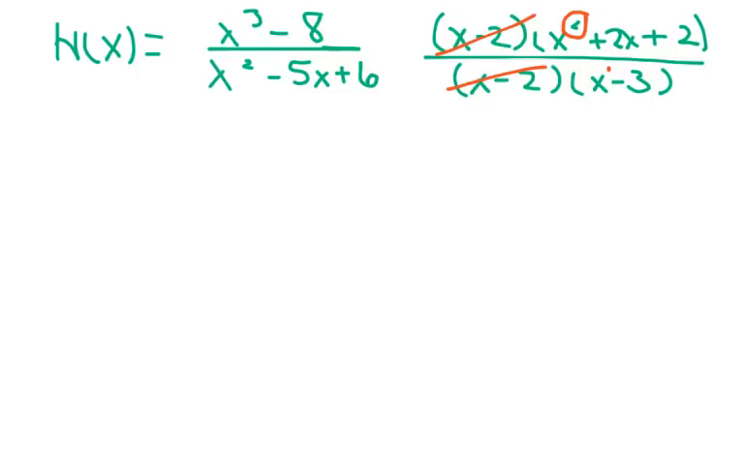Now we do have a vertical asymptote at x equals 3. But that has something to do with our oblique asymptote. So all you're going to do is divide.